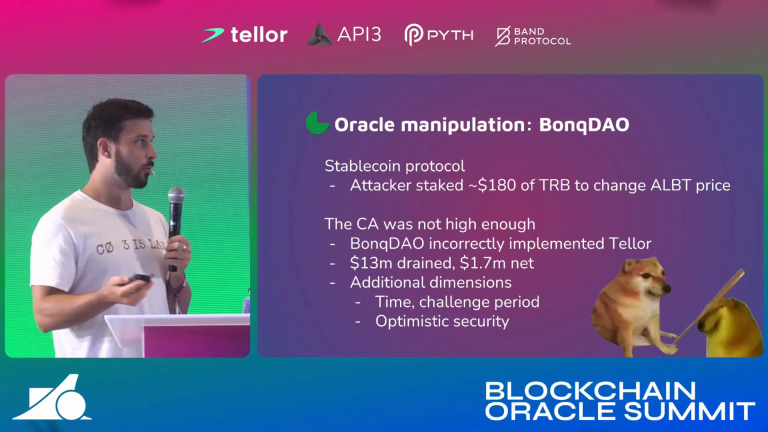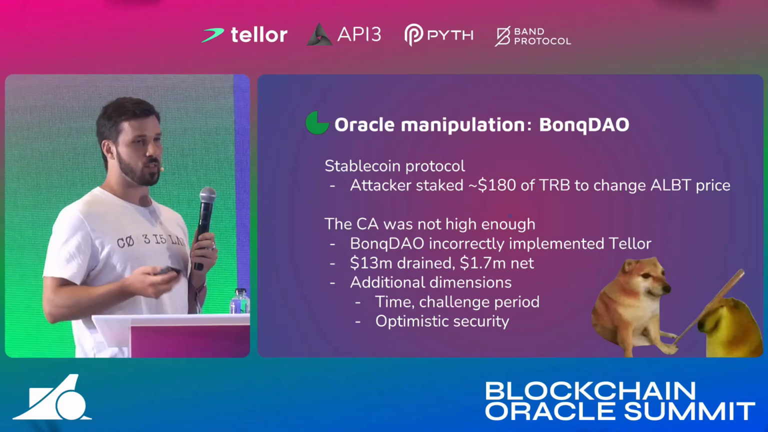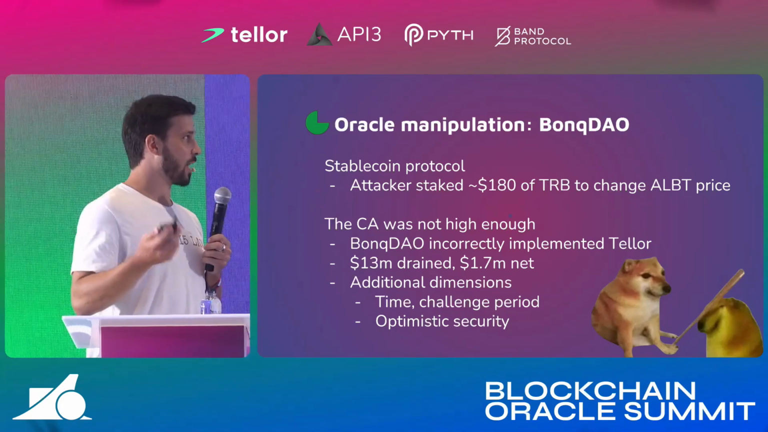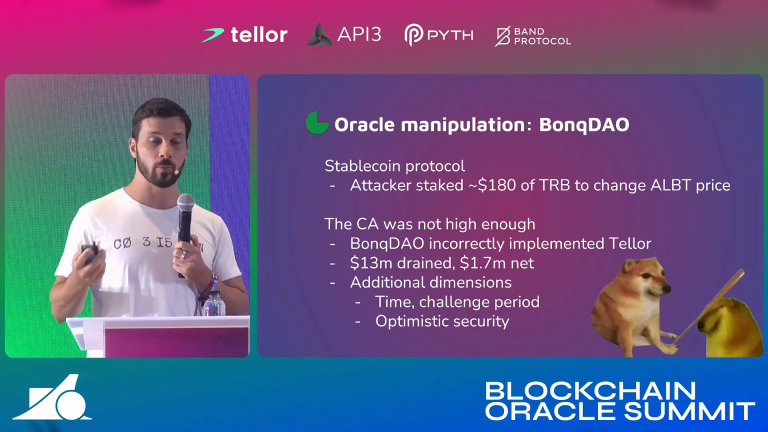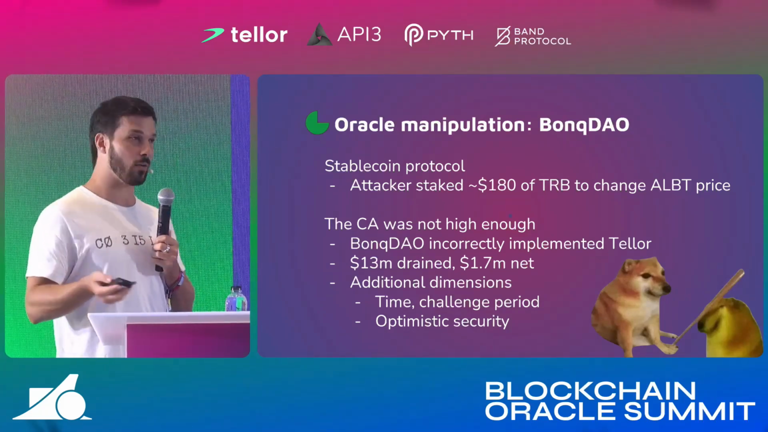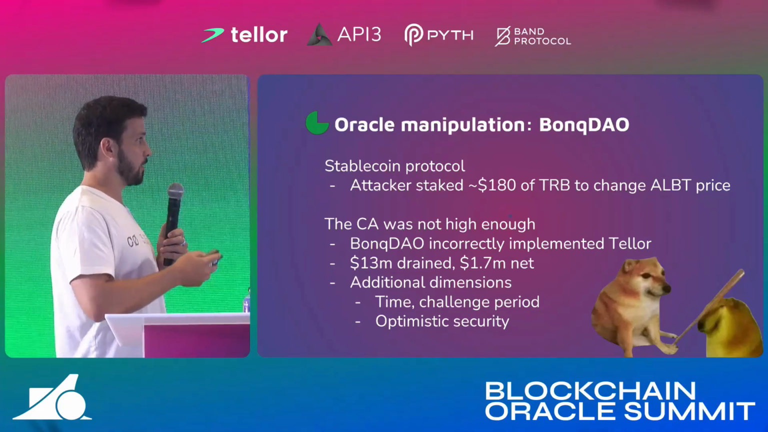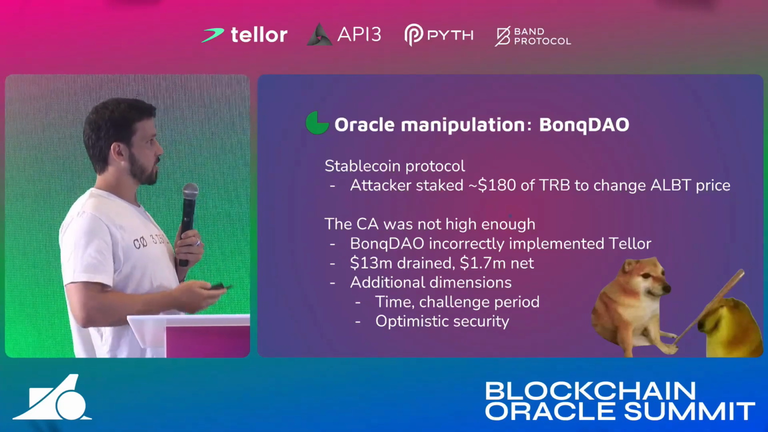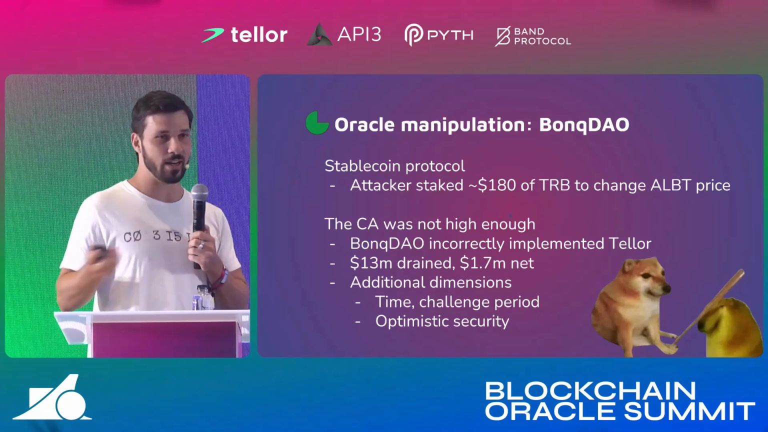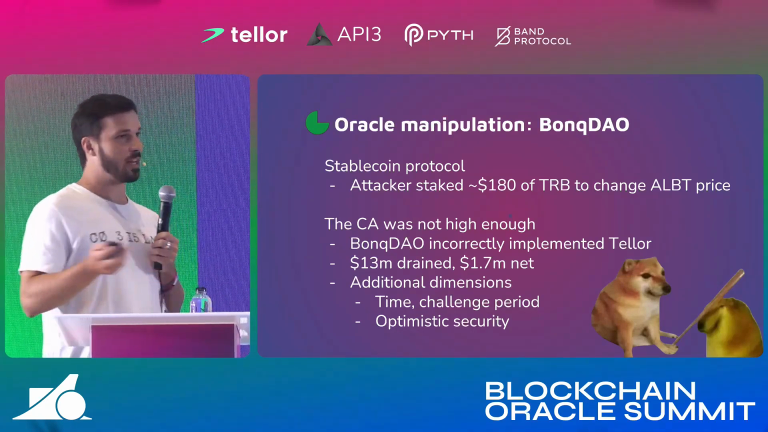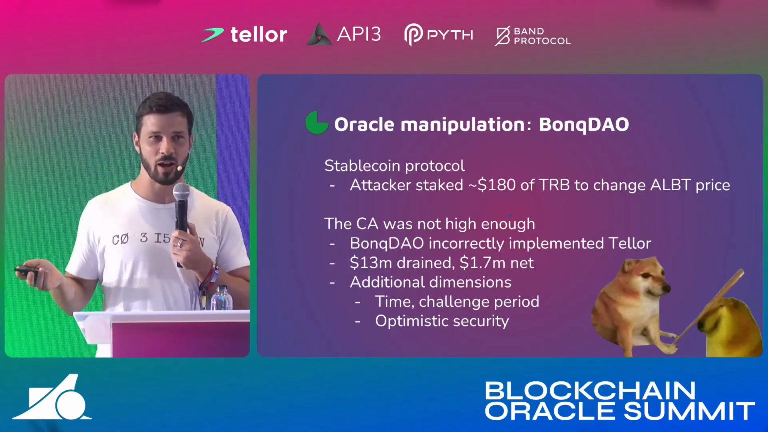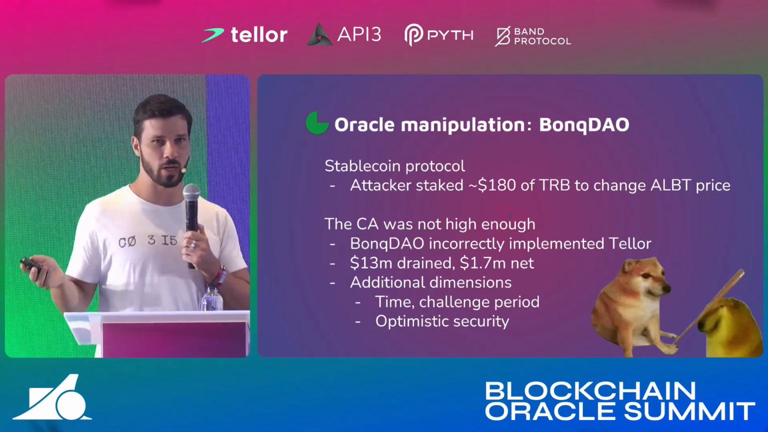this is an Oracle exploit that you all might remember. Bonked Out was a stablecoin protocol, and they had a reporting through Tellor, and they had an improper implementation of Tellor where they didn't use Tellor's time delay and challenge period to augment the crypto economic authority, and I'll talk about that in a sec, but basically the attacker, who was probably an insider, staked $180 of TRB to change the price of one of the collateral assets. They made it $13 billion, and then they took all of the treasury.